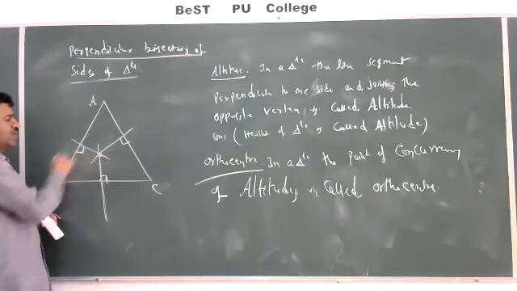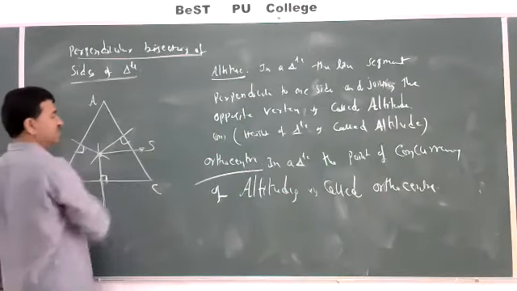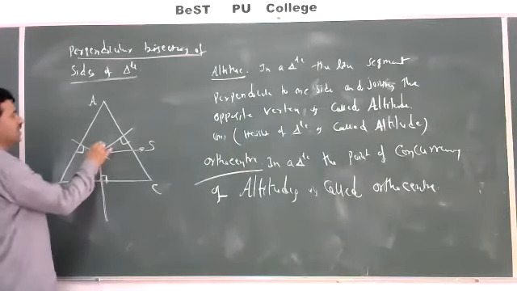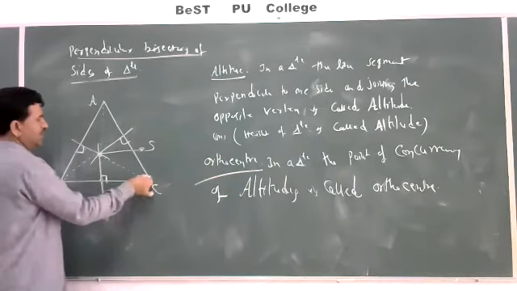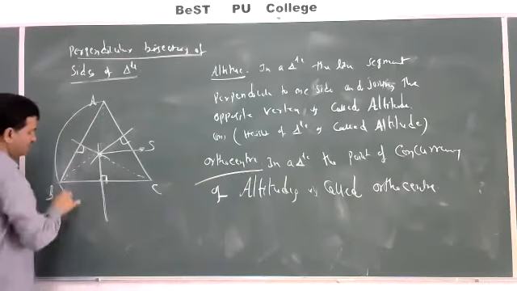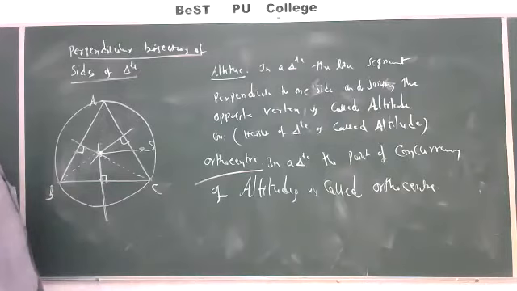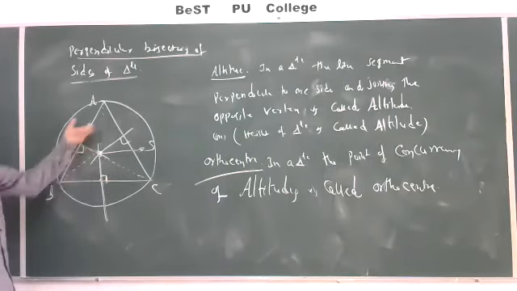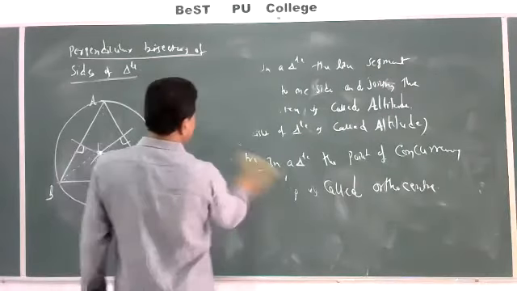The point of concurrency of the perpendicular bisectors is called circumcenter. It is denoted by S. S is always at equal distance from all the three vertices. And if we draw the circle passing through the three vertices, it is the center of that circle, so it is called circumcenter. First draw the diagram. Perpendicular bisectors. Next concept.